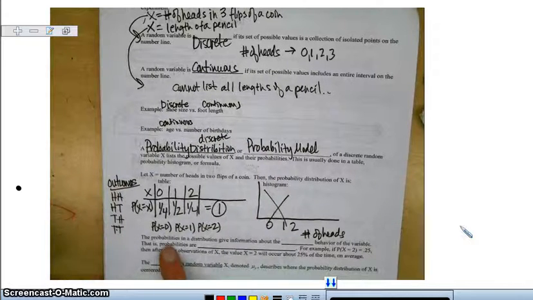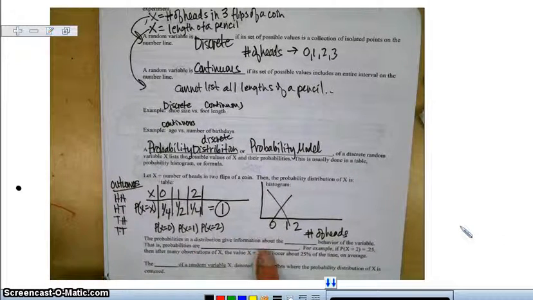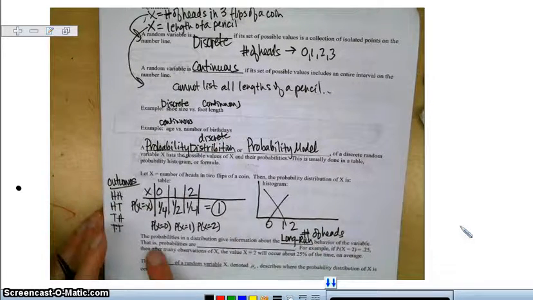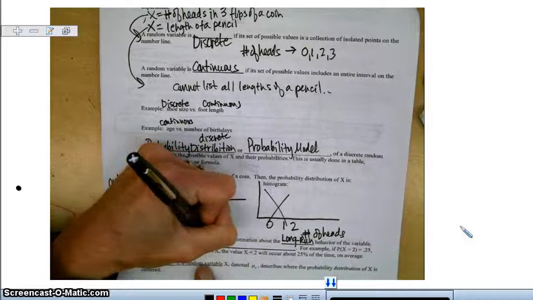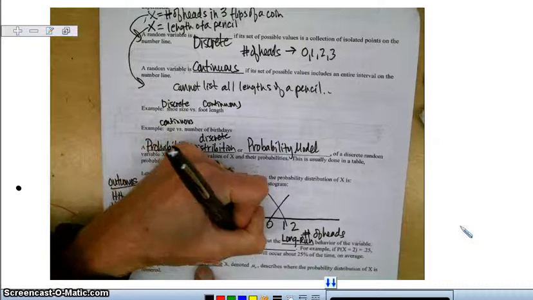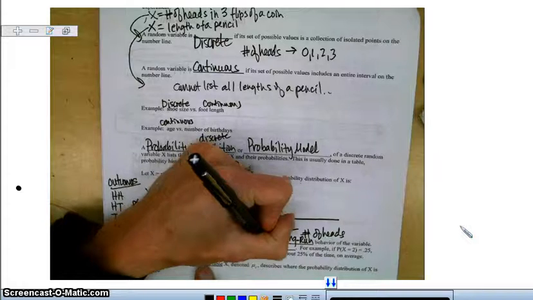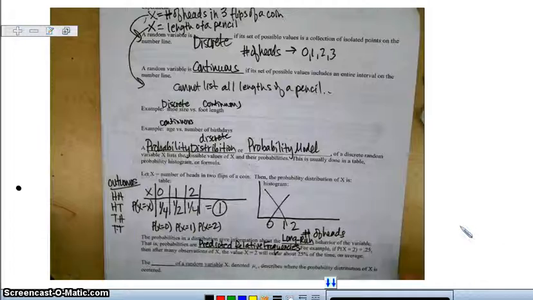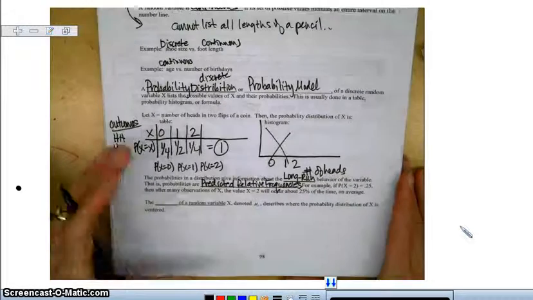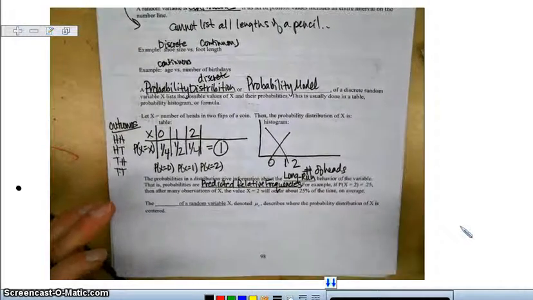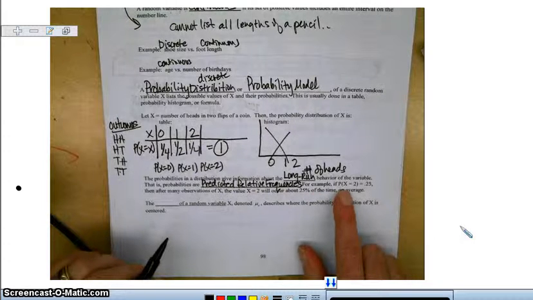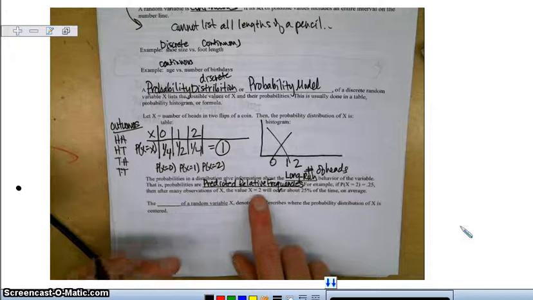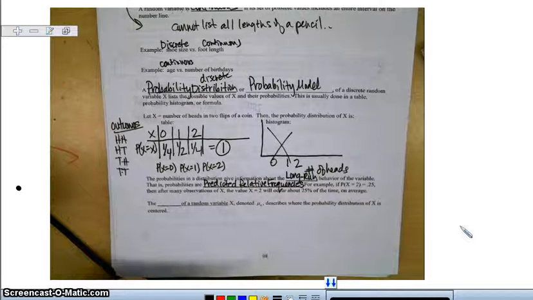So the probabilities in a distribution give information about the long run behavior of the variable. That is, probabilities are predicted relative frequencies. We talked about this earlier, at the beginning of chapters 11, 14, and 15, that a probability is based on repeatedly doing something over and over. For example, if the probability that x equals 2 is 0.25, then after many observations of x, the value x equals 2 will occur 25% of the time on average.